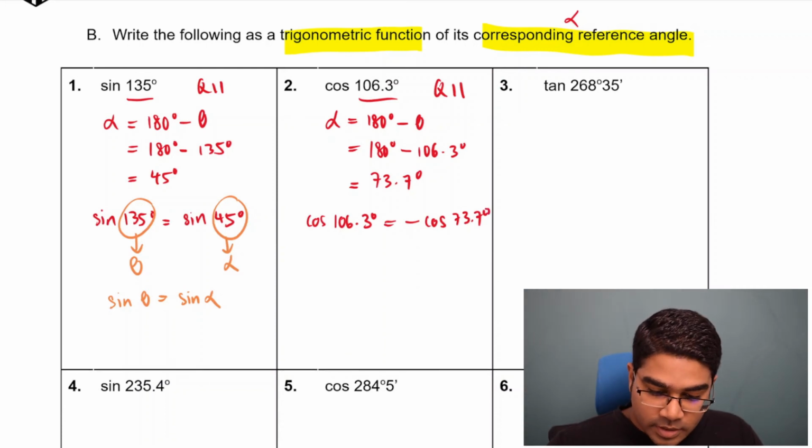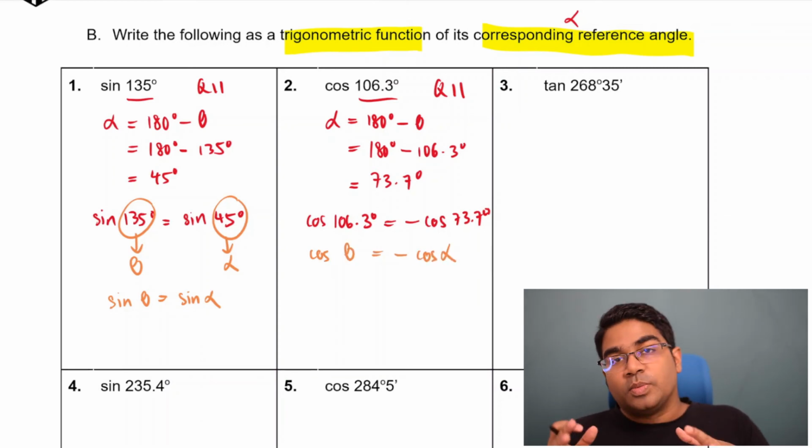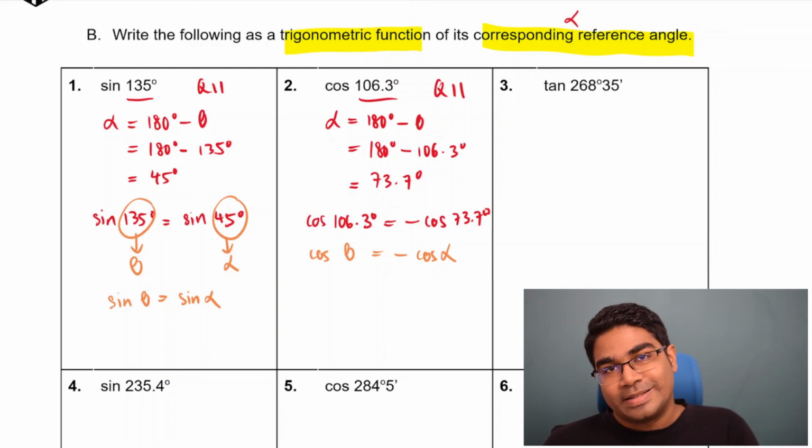So what I've done here again, let me show you, this is theta. I have done cos theta equals negative cos alpha. This is what we were doing earlier. So this is for cos 106.3.